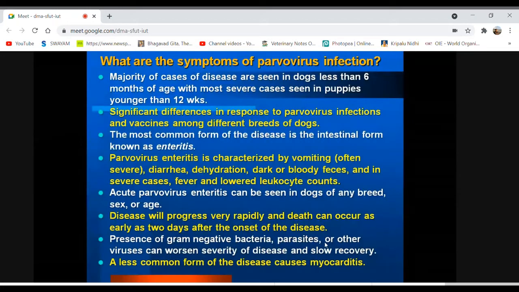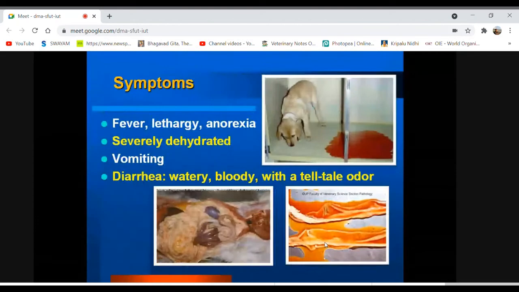And the less common form of the disease is acute myocarditis, involvement of the heart. So due to heart failure, the dog may die. Another cause is volumetric shock.